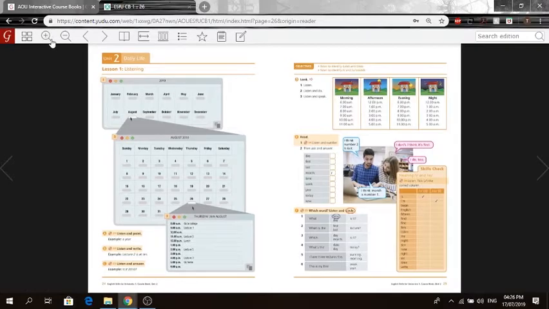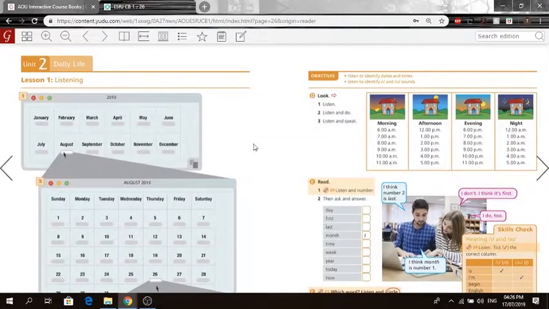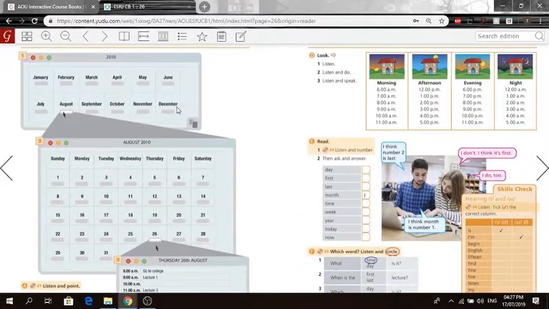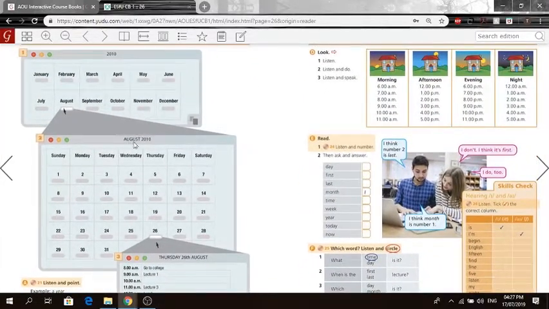So now let's move on to our listening segment. Okay? Here we have obviously the year 2010, and these are the months in a year. So try and say after me: January, February, March, April, May, June, July, August, September, October, November, December. Okay? So let's say, for example, we take August, which is month number 8. Okay? So, and the year is 2010.